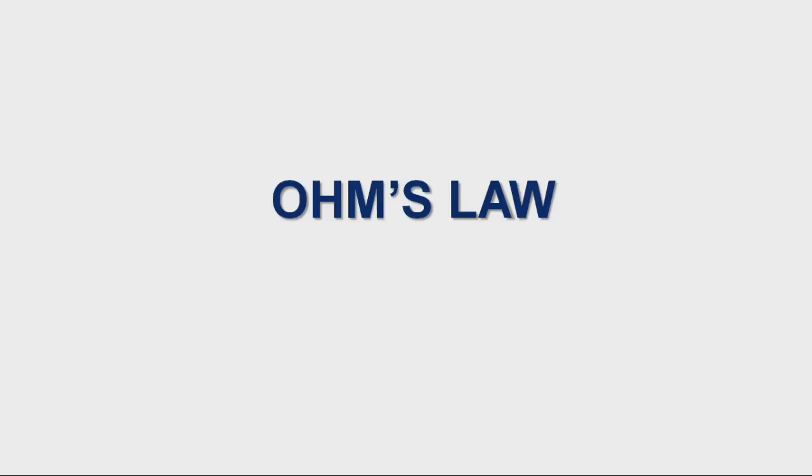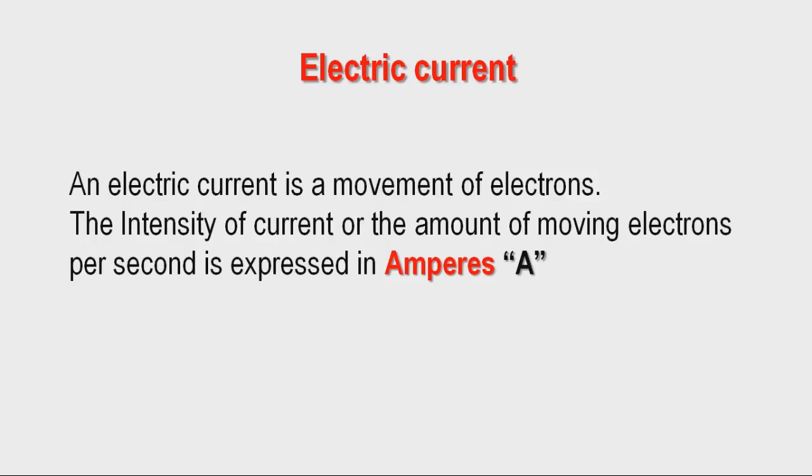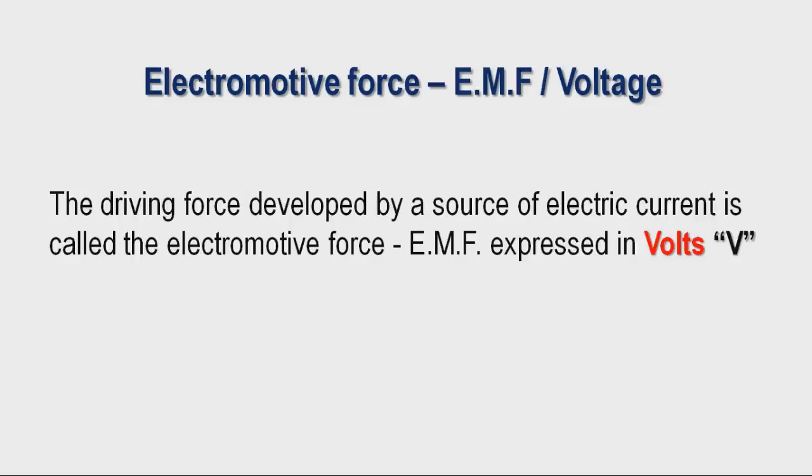First, we understand what electric current is. An electric current is a movement of electrons. The intensity of a current, or the amount of moving electrons per second, is expressed in amperes. The symbol is A. Electromotive force, or the EMF, or the voltage, the driving force developed by a source of electric current, is called the electromotive force, EMF, expressed in volts. The symbol for volts is V.